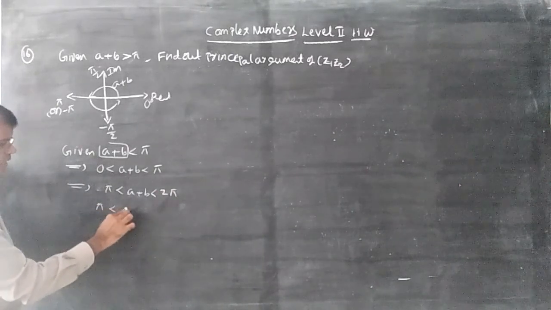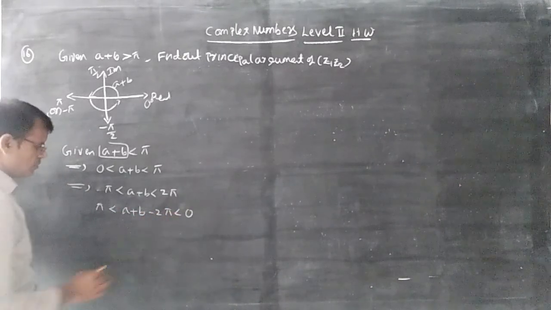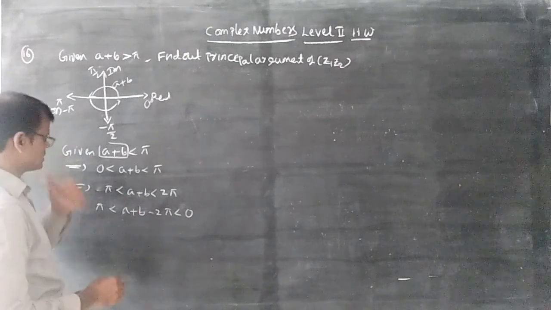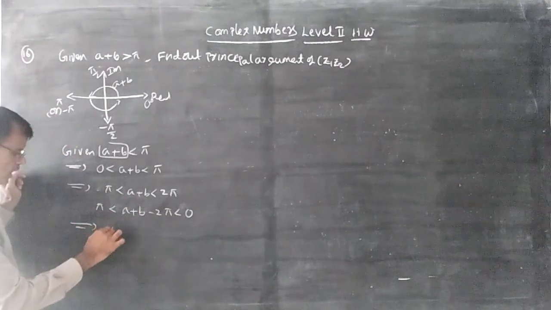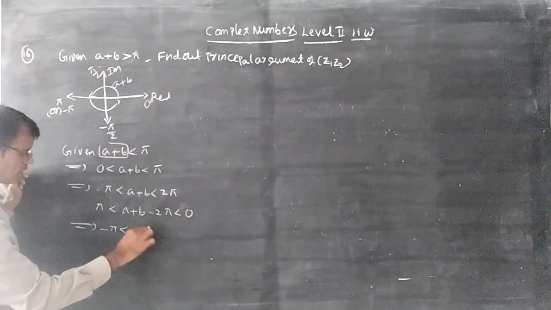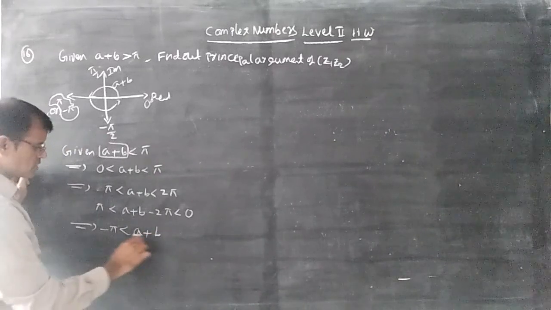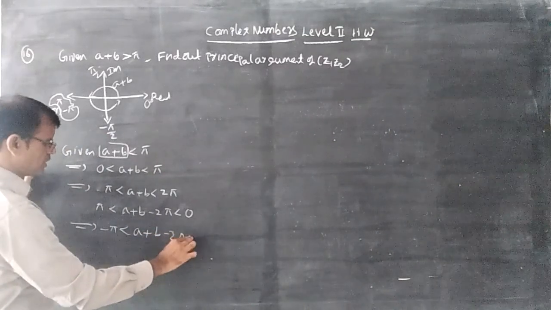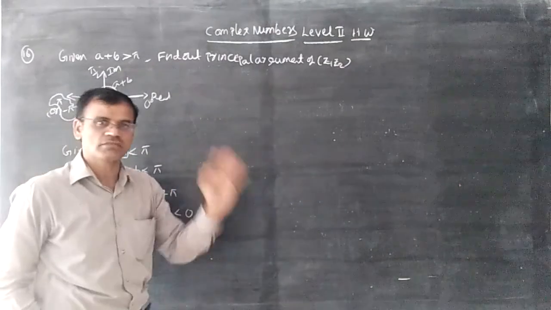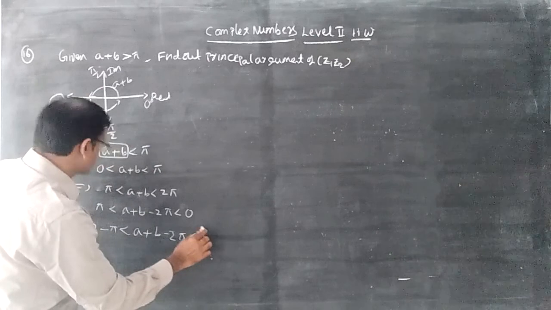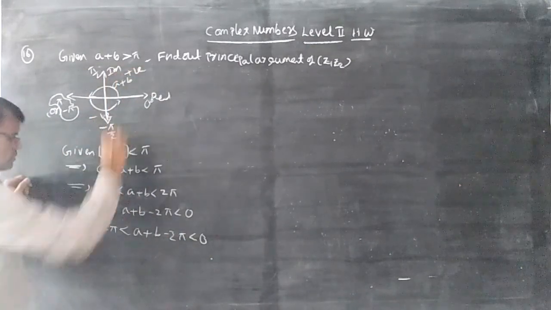Now pi less than A plus B minus 2 pi less than 0. Here this pi is nothing but minus pi. You should understand that, observing these two values, minus pi less than A plus B minus 2 pi less than 0. You should not write 2 pi, it is nothing but 0. So the value is negative, and this is negative, this is positive concept.